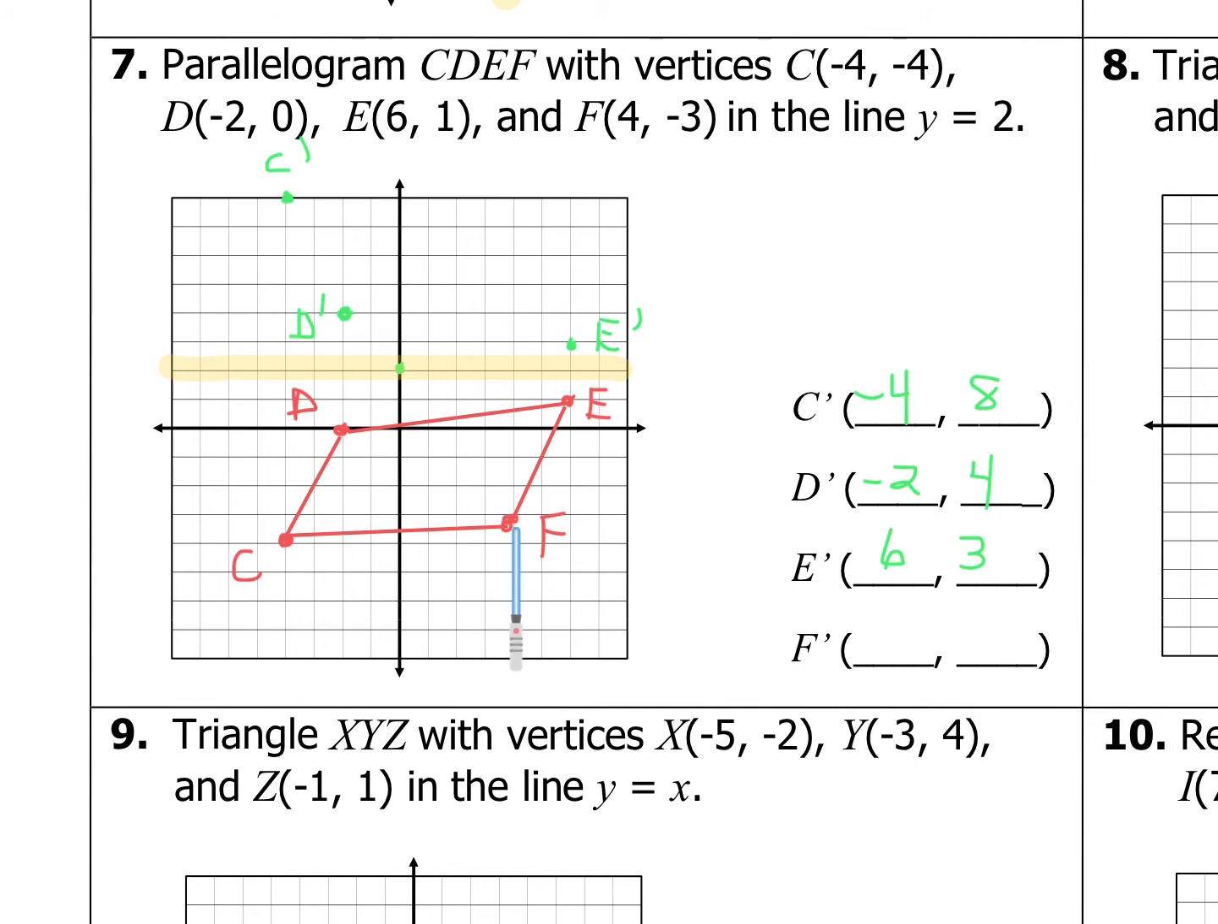And then finally for F, F is 2, 4, 5 away. So 2, 4, 5 puts us right here. So plotting our point right there for F prime. And then to identify that ordered pair from the origin, we're going to the right 2, 4, and up 2, 4, 6, 7. So 4, 7 is our F prime. And the last thing that we have to do is connect those points with a straight edge.